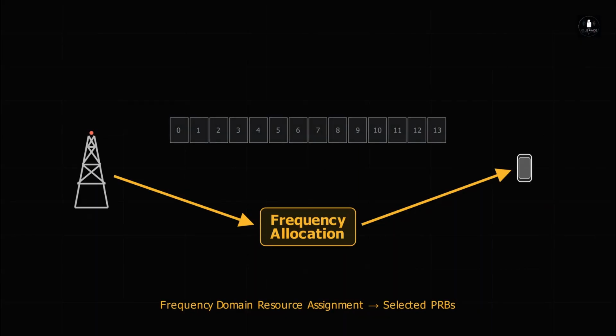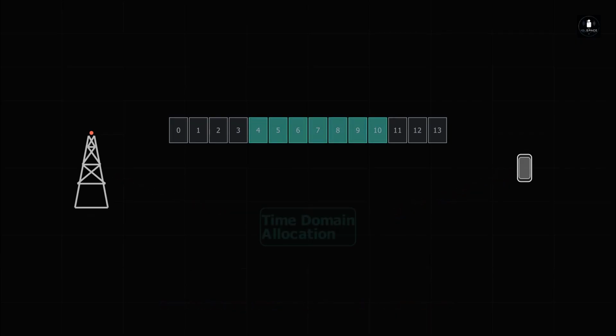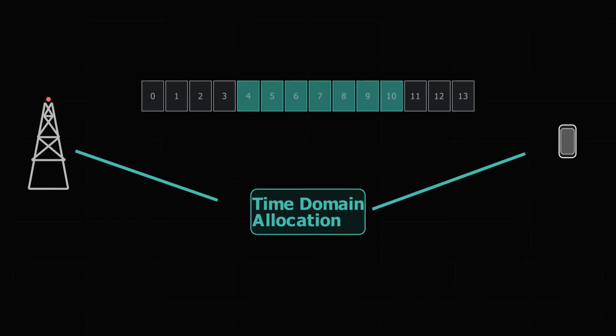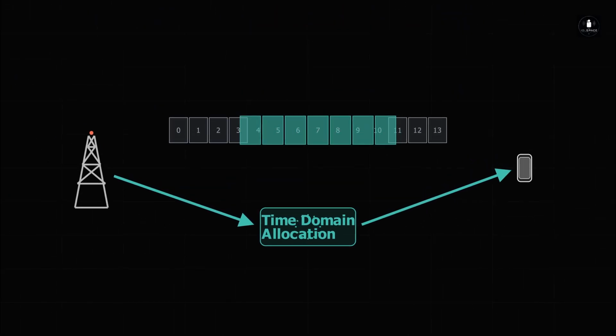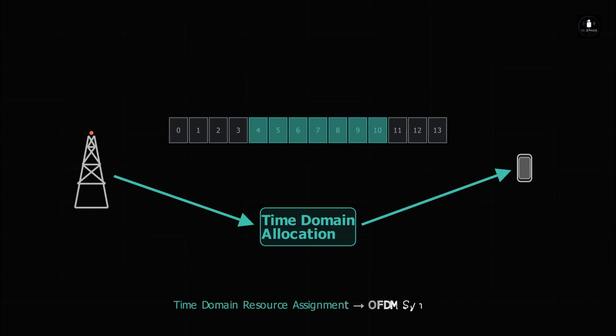Knowing the frequency is not enough. The UE must also know when the PDSCH is transmitted within the slot. The time domain resource assignment field tells the UE which OFDM symbols carry its PDSCH. After decoding this field, the UE knows exactly when to receive the transmission.